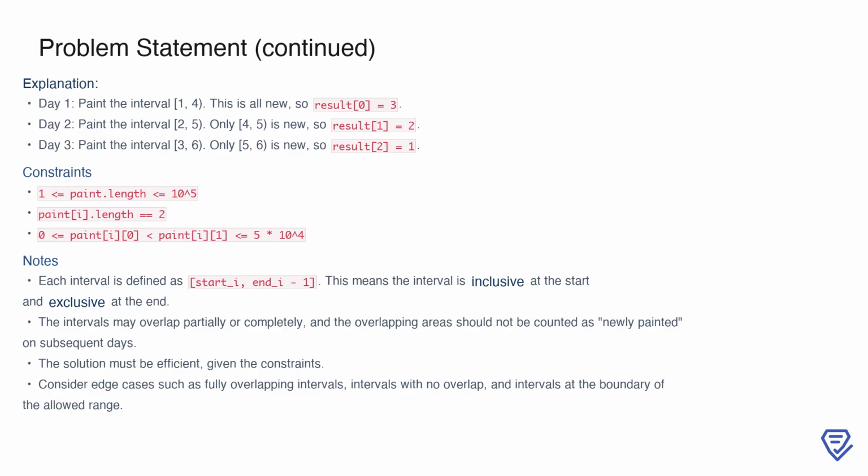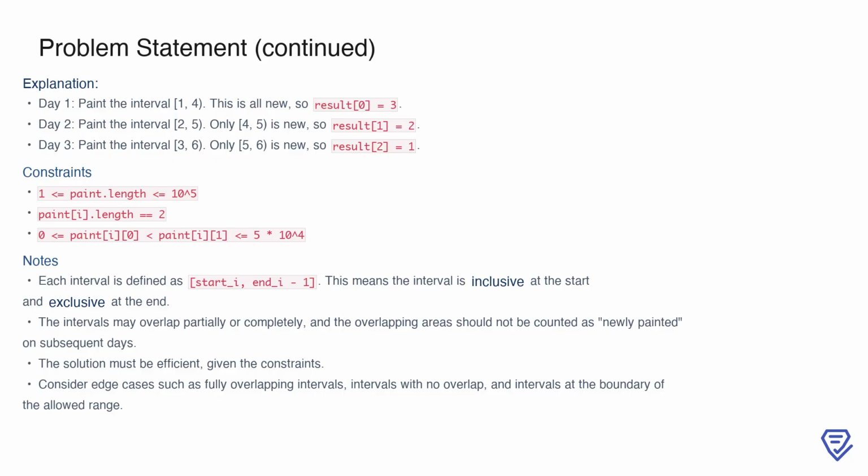If the input paint array is [[1, 4], [2, 5], [3, 6]], on day 1 we paint the interval [1, 4], which is entirely new, resulting in 3 units for day 1. On day 2, we paint the interval [2, 5], but the section [2, 4] is already covered, leaving only [4, 5] as new, so the result for day 2 is 2.